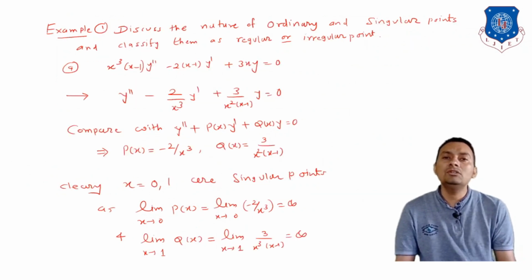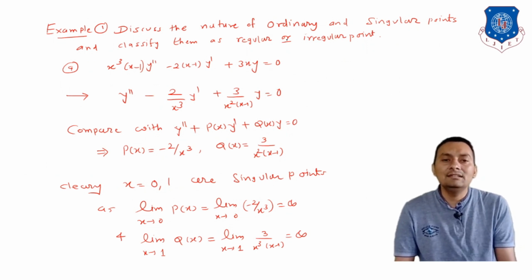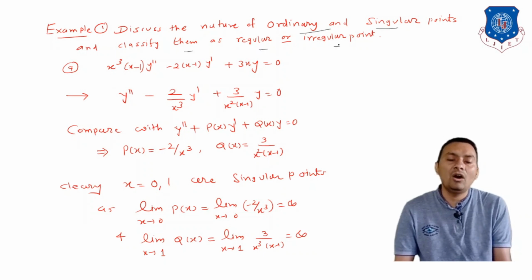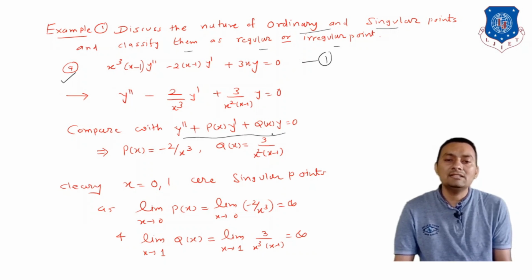Now let us move on to the first example, so it will be clear to all of you. Discuss the nature of ordinary and singular points and classify them as regular or irregular points. So let us see the first question: x raised to cube into (x minus 1) y double dash minus 2 times (x minus 1) y dash plus 3xy is equal to 0. This is our equation number 1, the given equation. But our standard equation is y double dash plus p of x y dash plus q of x y is equal to 0, so I have to compare with this.